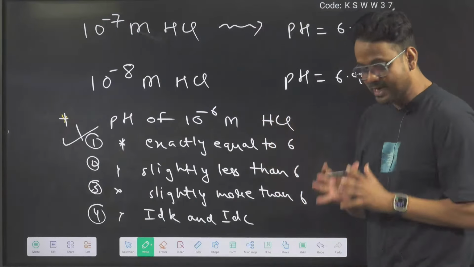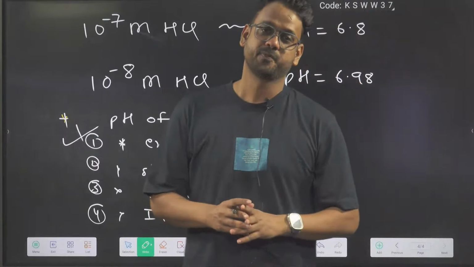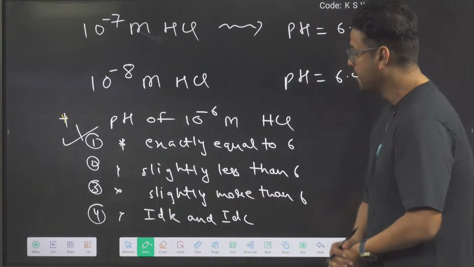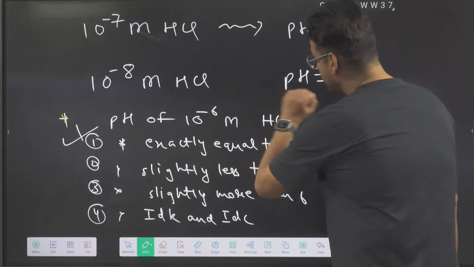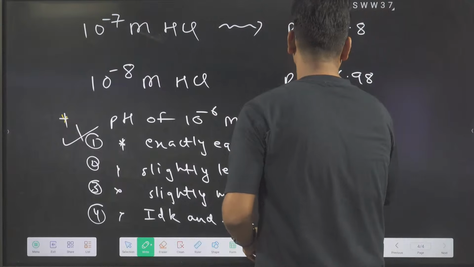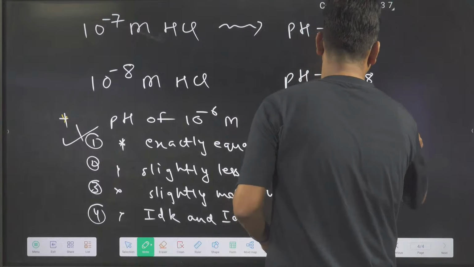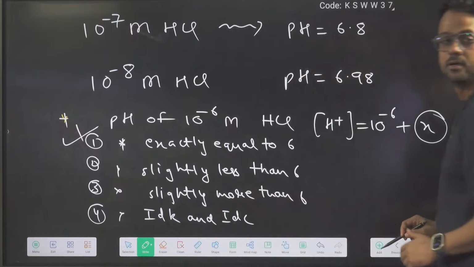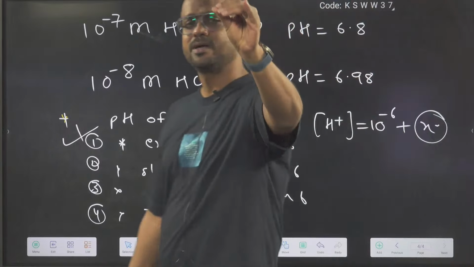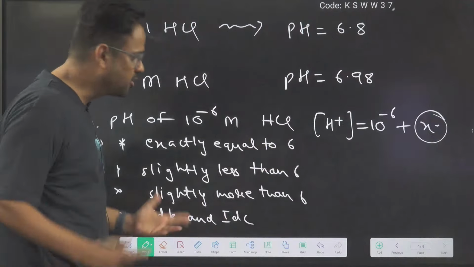See, you have to understand the psyche of the paper setter also, with what intention he is giving you the question. Okay, you have to understand that, boys and girls. So in 10 to the power minus 6 molar HCl, the H plus will be 10 to the power minus 6 plus some small amount coming from water, which will be very small, but still some H plus will be coming. It will not be 0.